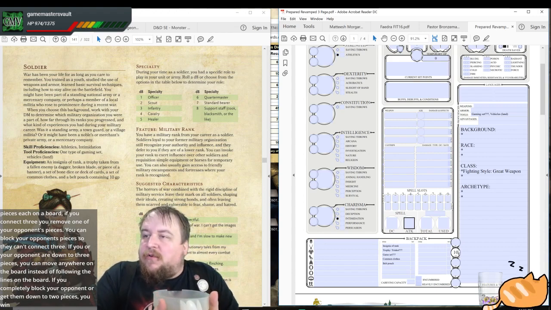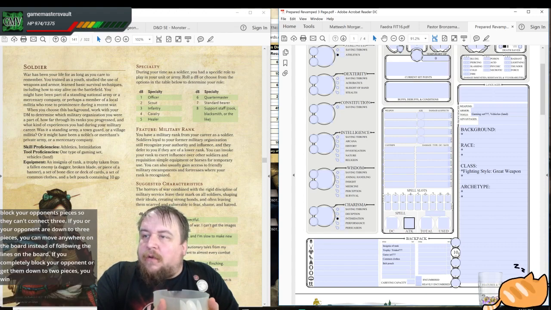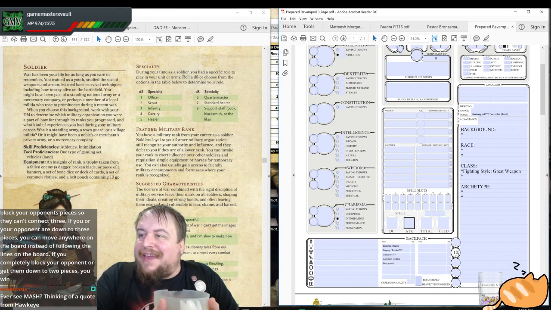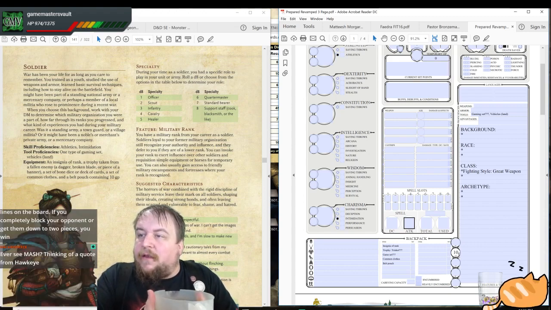Darkwolf says, quick Nine Men's Morris description. You and your opponent take turns placing 9 pieces each on a board. If you connect 3, you remove one of your opponent's pieces. You can block your opponent's pieces so they can't connect 3. If you or your opponent are down to 3 pieces, you can move anywhere on the board instead of following the lines on the board. If you completely block your opponent or get them down to 2 pieces, you win.